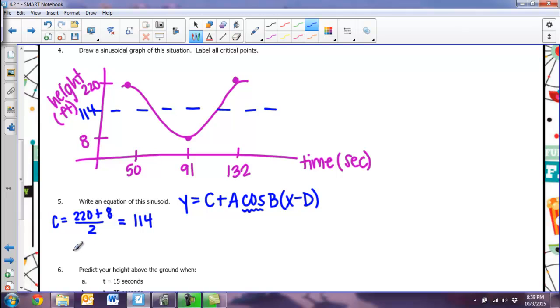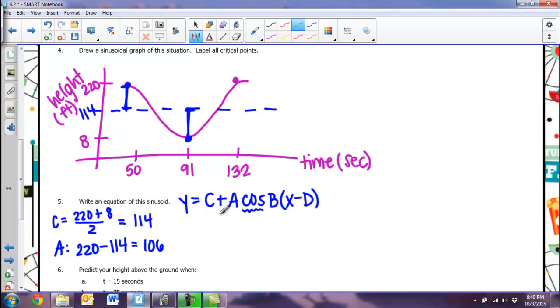Okay, then your A is just to figure out your amplitude. And so I want to know what is the distance from the top to the middle point or from the bottom to the middle point, because that should still be the same distance. So if I take the top down to the middle point, 220 minus 114, that would get me 106. And if you notice, going from 8 to 114 would also give me 106. So it's just a matter of preference, how you want to find your amplitude. Okay, so that's my y-axis stuff.